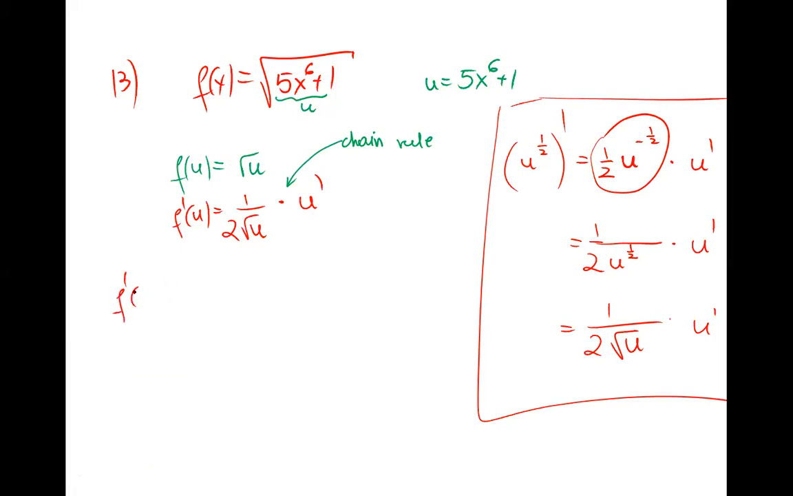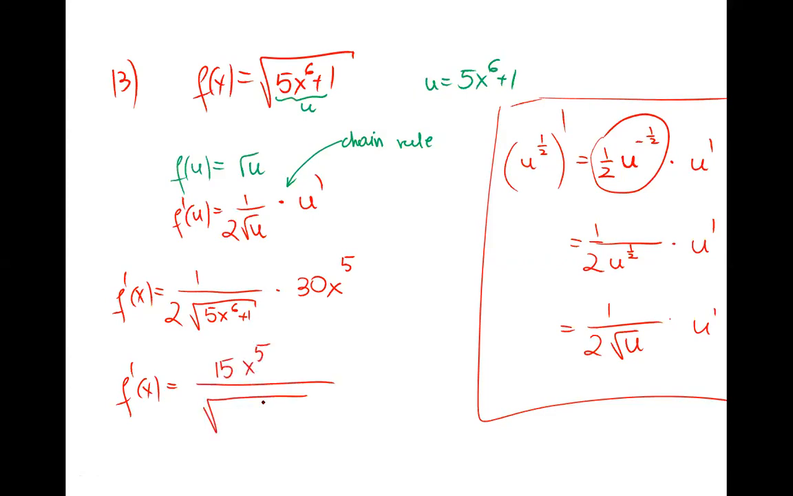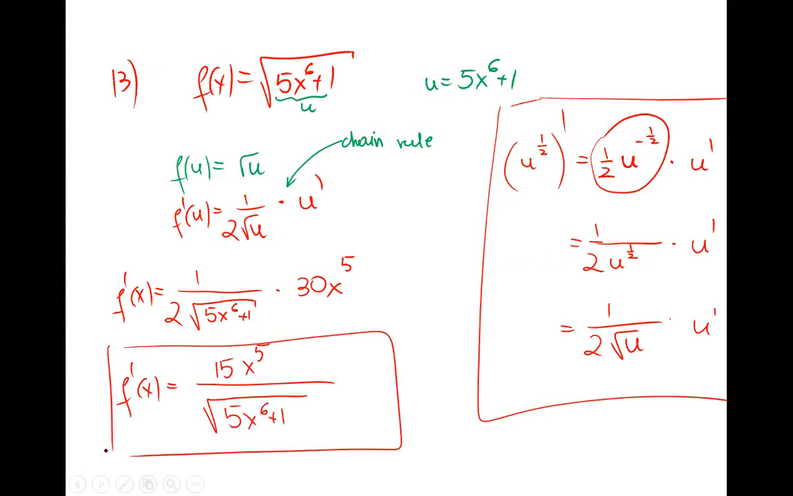Okay, let's rewrite everything in terms of x. 1/2 square root, the same as at the beginning, 5x to the power of 6 plus 1, and times derivative of 5x to the power of 6 plus 1, which is 30x to the power of 5. 30 divided by 2 is 15. X to the power of 5, and this one I can't really simplify.